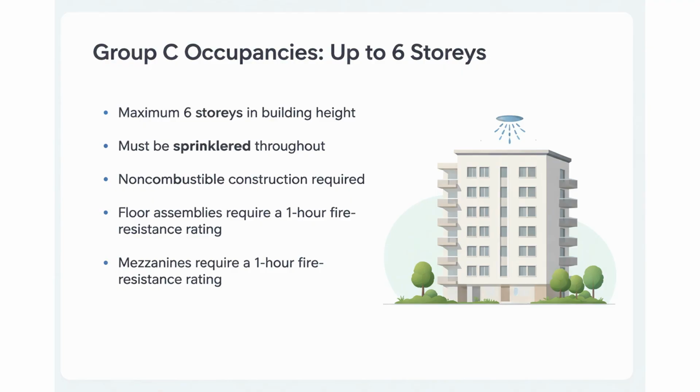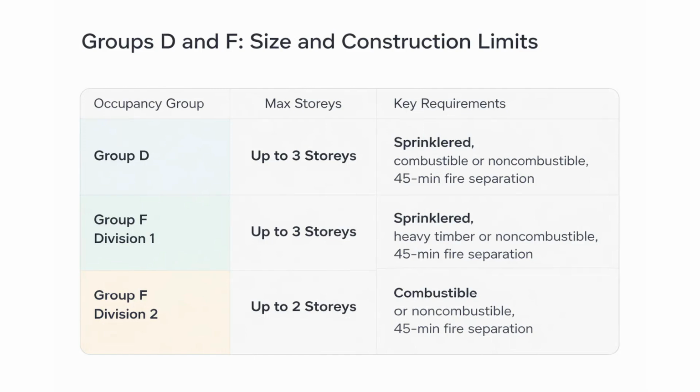Moving on to business, personal services, and industrial occupancies, the code scales the construction requirements based on the hazard level. Group D and Group F Division 1 buildings can reach up to 3 stories if they are fully sprinklered, while Group F Division 2 is capped at 2 stories under these specific area limits. In all these cases, a 45-minute fire resistance rating is required for floor assemblies.